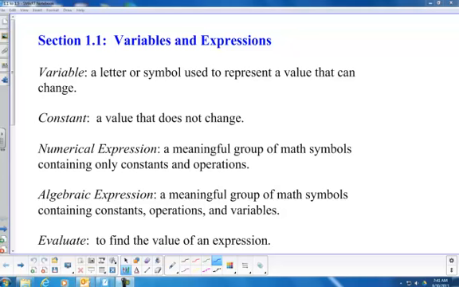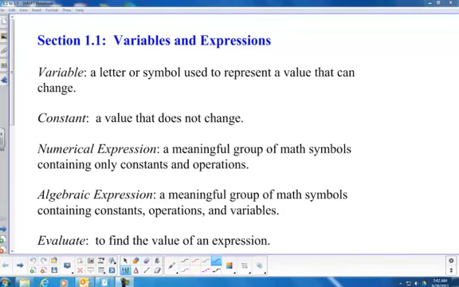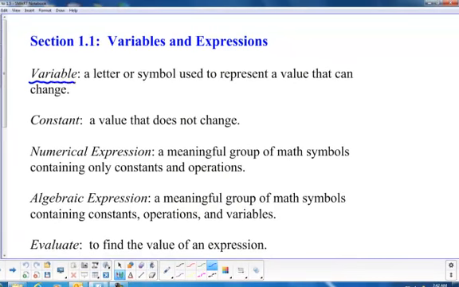You should have out your sheet that you're going to take all the notes on. This is typed, and then you'll have to fill in the answers.